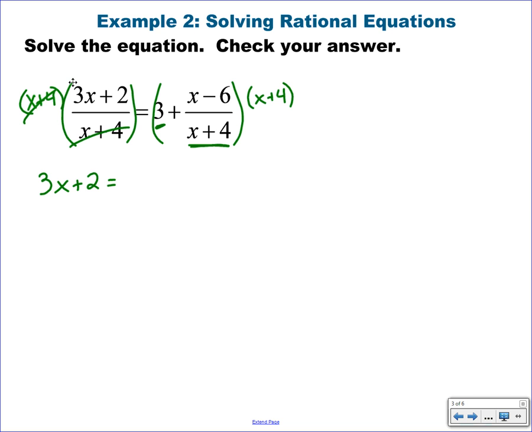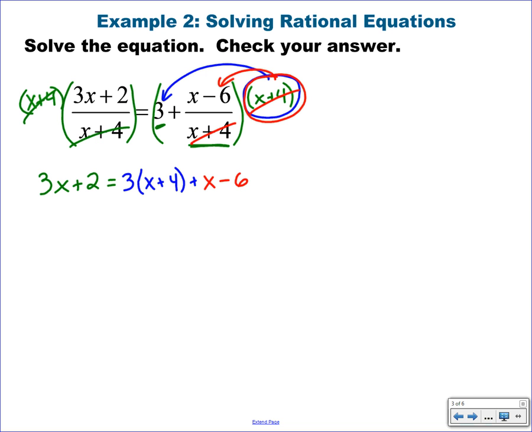On the right, x plus 4 times 3, that's a separate term. So I have 3 times x plus 4 plus. Now, take and multiply this same thing times that. The x plus 4's cancel. So I'm just left with x minus 6. Now, take and simplify. Distribute out the 3.